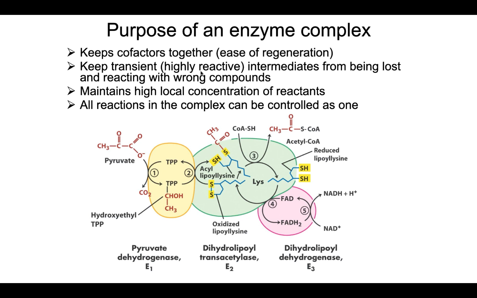And so being in a complex ensures that all of these cofactors will be close together. It keeps transient and highly reactive intermediates from being lost and reacting with incorrect other compounds. Okay, so these thioester bonds are pretty reactive, and we want to make sure they're only reacting with the things that they're supposed to be reacting with. Being in a big complex maintains a local high concentration of reactants. And finally, this giant complex can be controlled as one. It's much easier to regulate it.